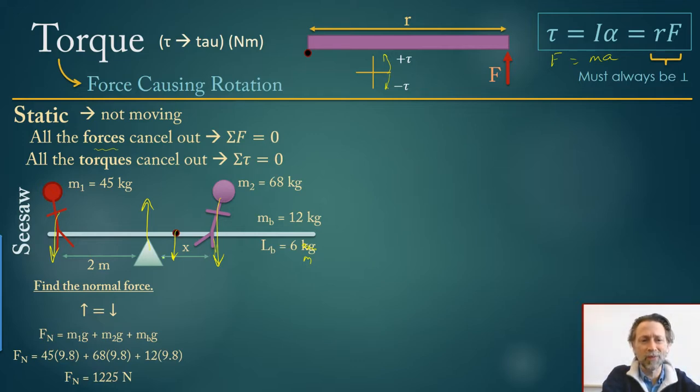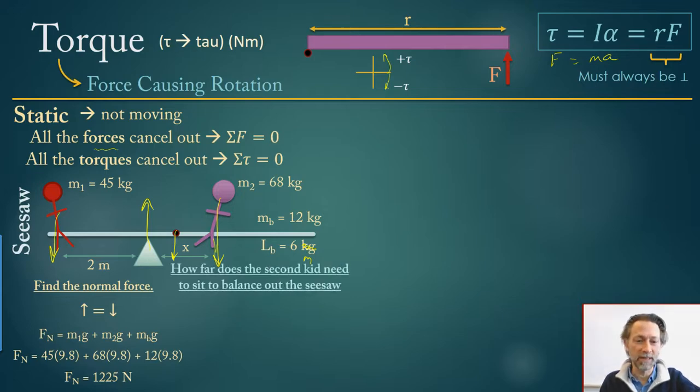Now, the next thing we want to do is find out where exactly the second person needs to sit so that they balance out the seesaw, so that the seesaw isn't moving up or down. How far does the second kid need to sit to balance out the seesaw? In that case, we're going to look at all the torques and say that all of the torques counterclockwise have to equal all of the torques clockwise.